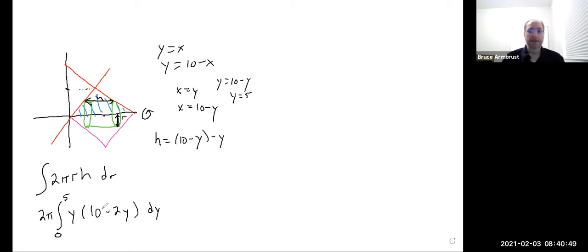All right, so I think I'm going to leave this one here. You guys know what to do. You're going to distribute 10y minus 2y squared. You're going to integrate that, put in your bounds 0 to 5, and from here it's what I like to call monkey math. Right? It's not thinking anymore, it's just do it. All the thinking was done to set it up.